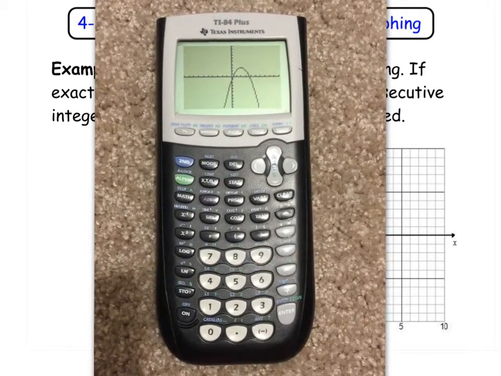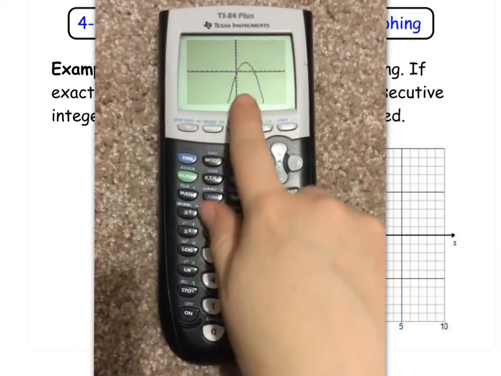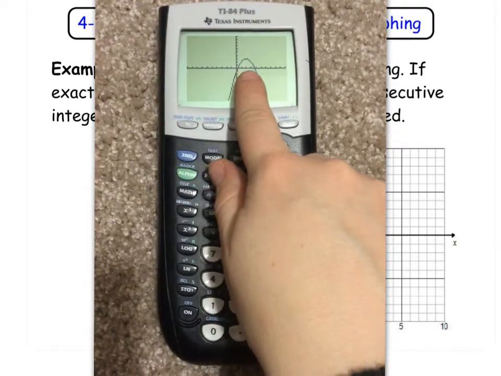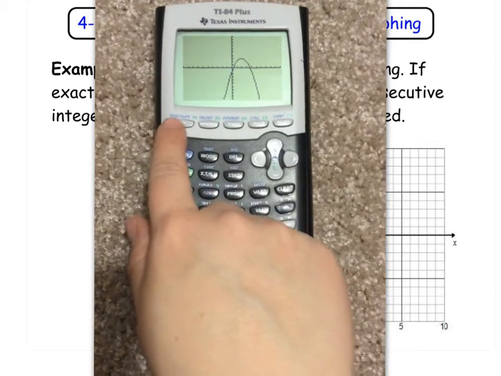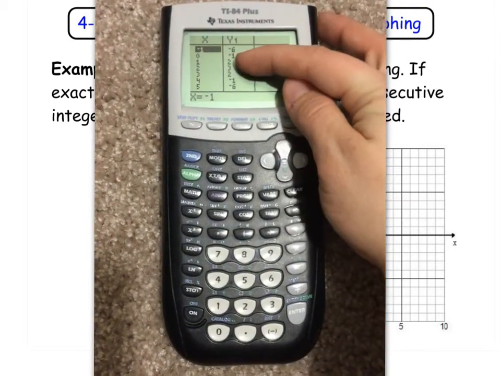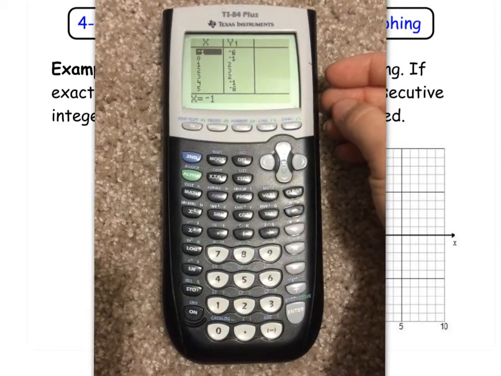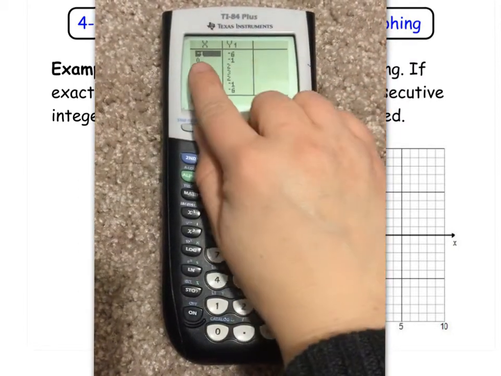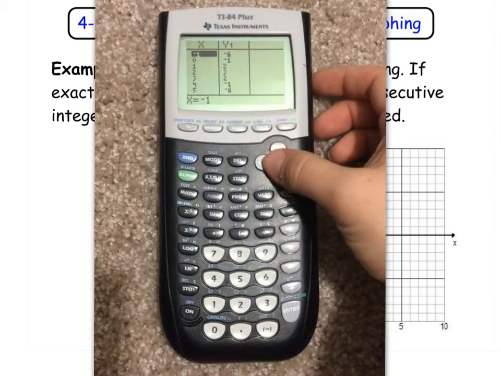And we can see that it is not exact. So it looks like it's between 0 and 1, and it looks like it's between 3 and 4. So let's confirm on the table. We have a sign change between negative 1 and 2, so that means that 0 occurred between those 2 points. So yep, we have an x-intercept between 0 and 1.